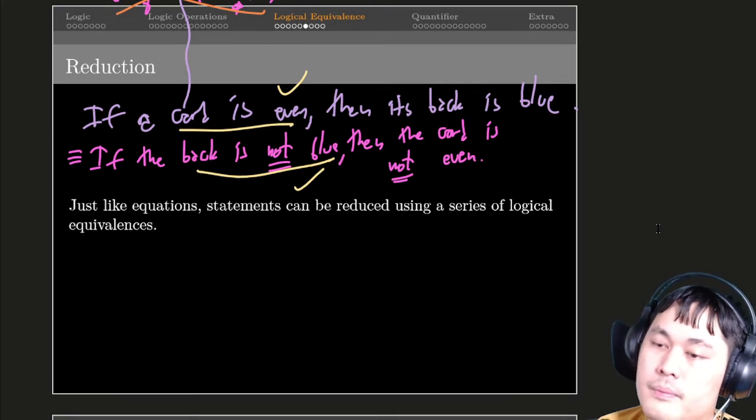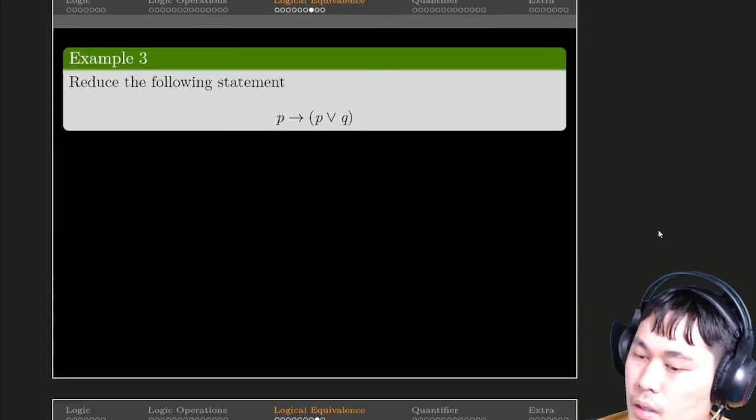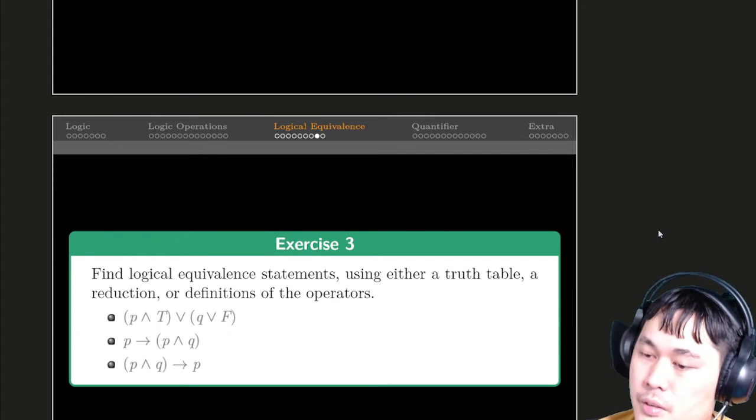And then we can skip this part. Yeah, let's skip this.